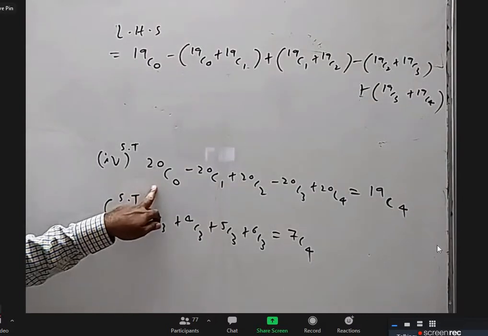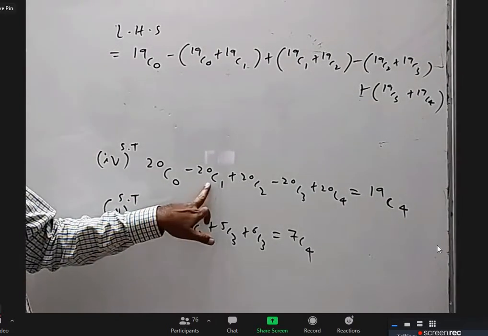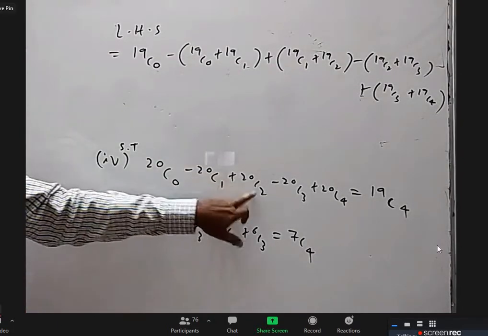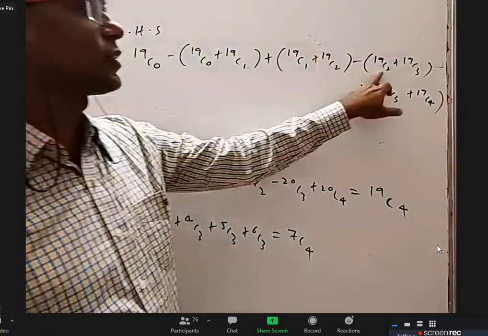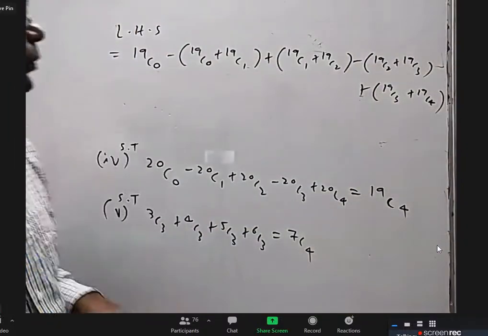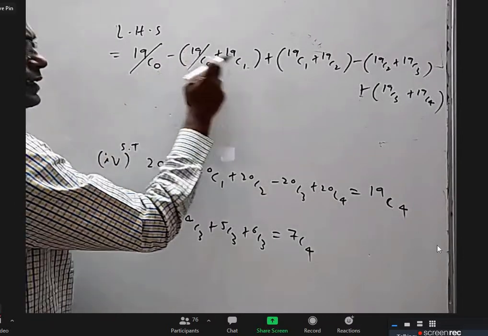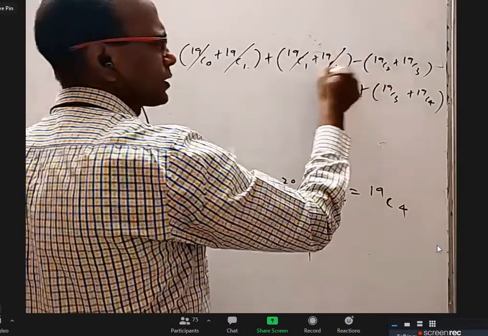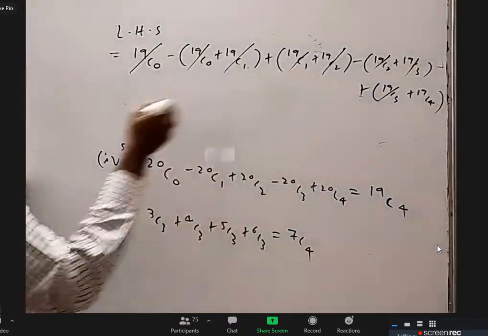C0 value is 1, and that I can write it as 19C0. 20C1, I can write 19C0 plus 19C1. 20C2, I can write 19C1 plus 19C2. 20C3 is 19C2 plus 19C3. And 20C4 is 19C3 plus 19C4. Okay, plus 19C0 minus 19C0 cancel. Minus 19C1 plus 19C1 cancel. Plus 19C2 minus 19C2 cancel. Minus 19C3 plus 19C3 will cancel. I'll be left with 19C4.